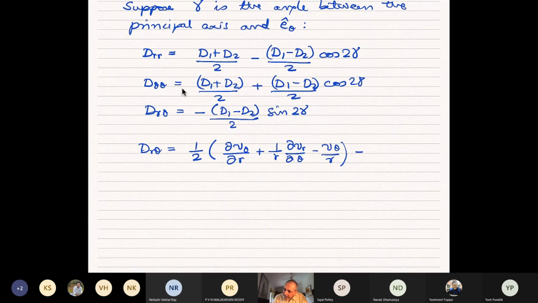So basically what I wanted to show you, it's a bit long, is that essentially d r theta is 0. So if d r theta is 0, this implies that the angle between the principal axis and E theta is equal to 0. So gamma is equal to 0. So that means r and theta are the principal axes.